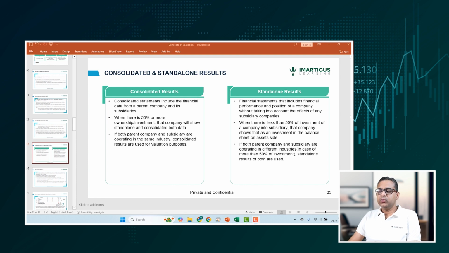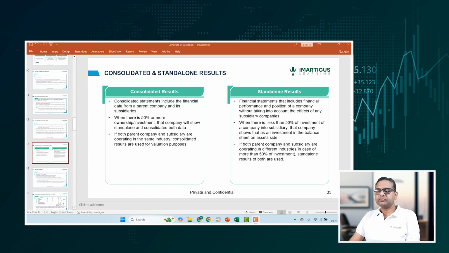Financial statements that include the financial performance and position of a company without taking into account the effects of any subsidiary companies are known as standalone results. When a company's investment in another company is less than 50%, the company shows that as an investment in the balance sheet on the asset side.